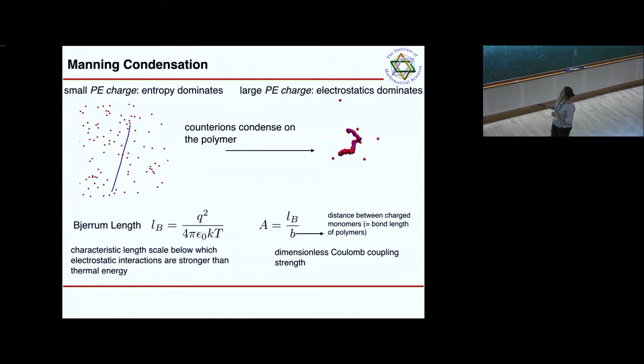There is this quantity called the Gerum length, which I'll be referring to later. Basically, it's a competition between entropy and electrostatics, and it tells you where the electrostatics will win.